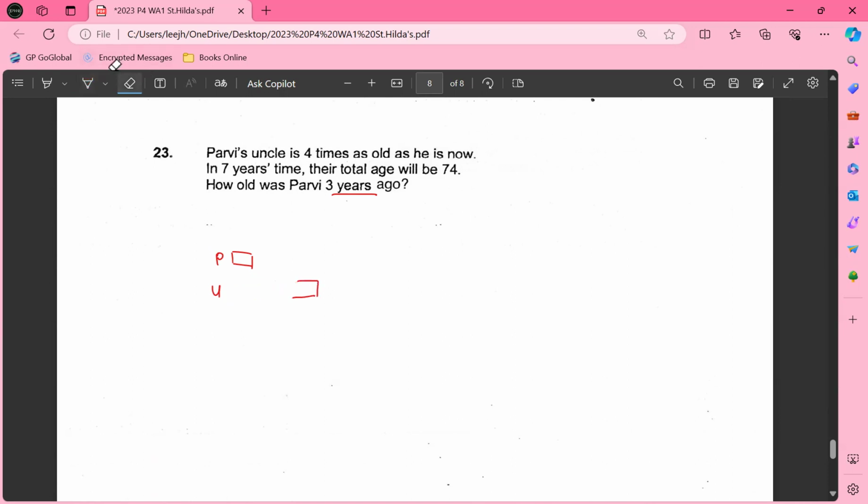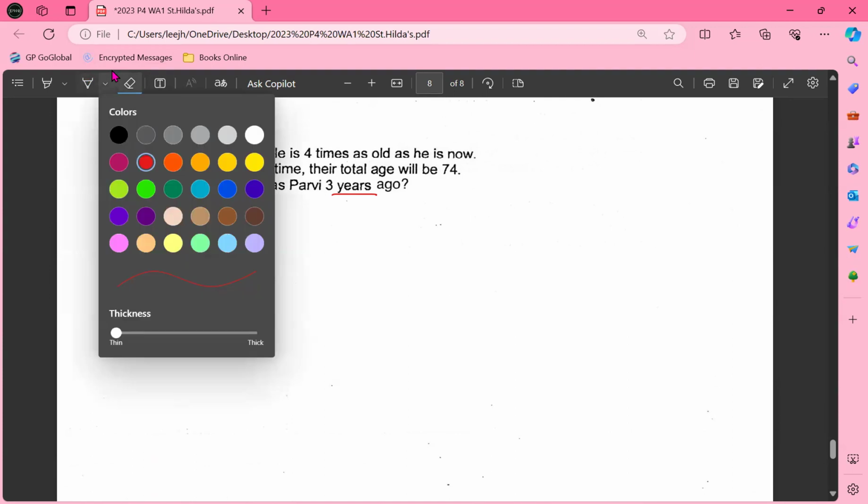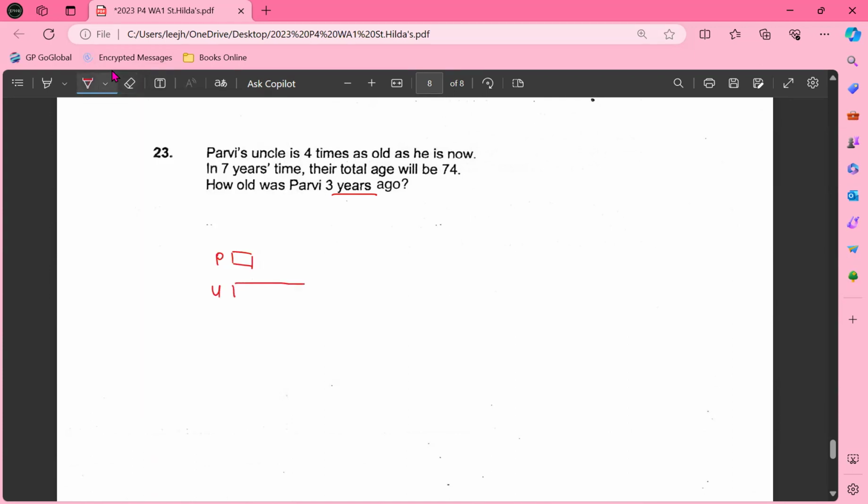So I think I draw again. 4 units, right? 1, 2, 3, 4. Because Pavi's uncle is 4 times as old as Pavi now. So this is now. And in 7 years' time, both of them will age by 7 years. So you plus 7 for Pavi and plus 7 for the uncle as well. Okay, this is the change in the number of years. After that, what happened? Pavi and uncle will be 74 years old after that.